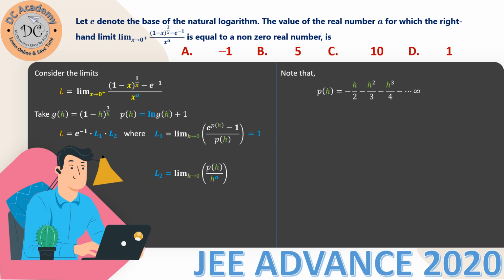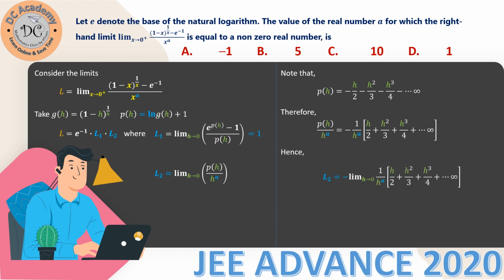What is that L2? It will be pH divided by h to the power a. So now let's divide everything by h to the power a, and we get it as minus 1 by h to the power a and all the series. Let's keep it as it is. Now therefore, whatever the value, L2 will be limit h tends to 0 of 1 by h to the power a, and whatever the series. That's it. Now from here, can we conclude anything? Yes, we can conclude something. What is that? Let's go ahead.